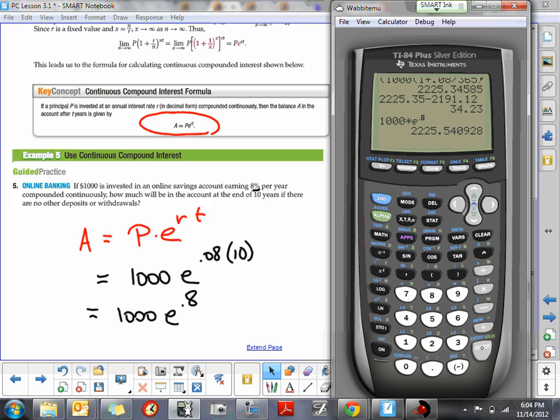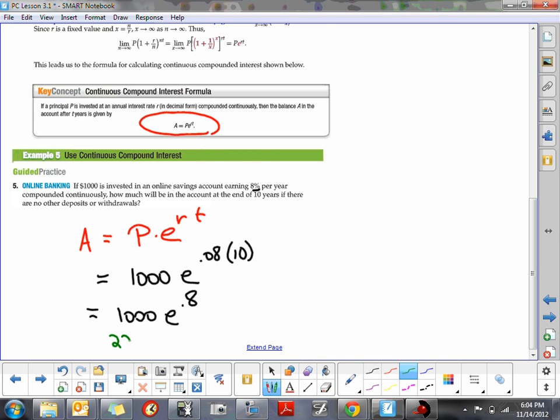Enter. How much money will we have in our account? You can see it's not going to be a lot different. It changes by only about 20 cents. So now in our account, if we compound continuously over compounding daily, it's $225.54.